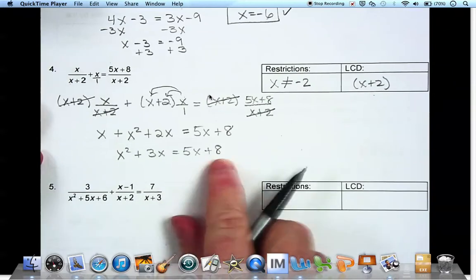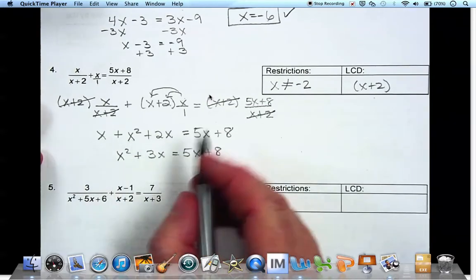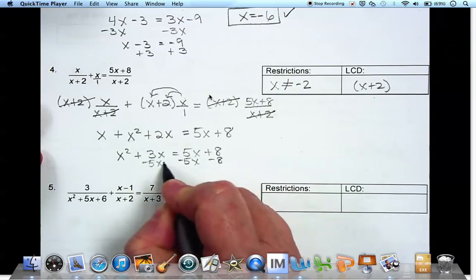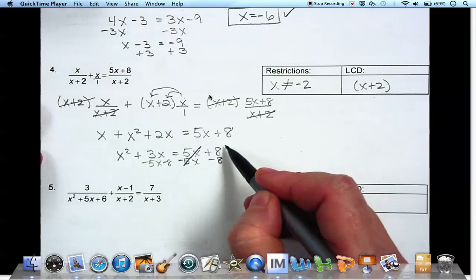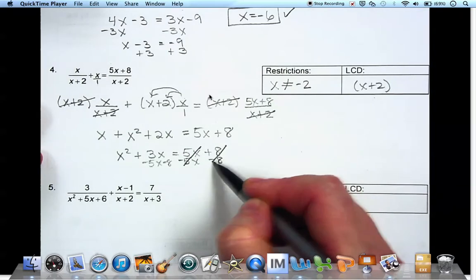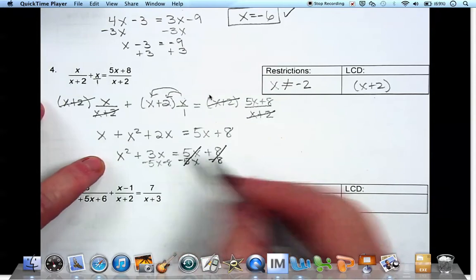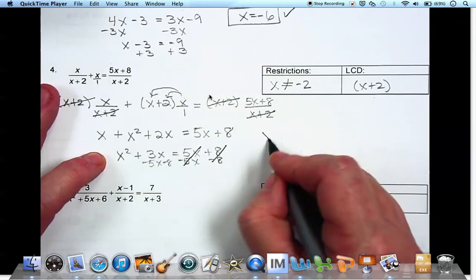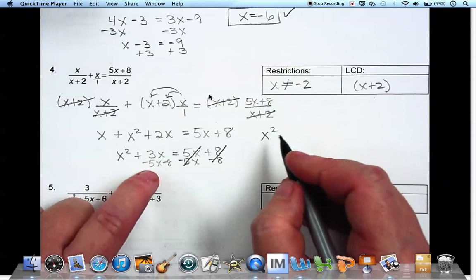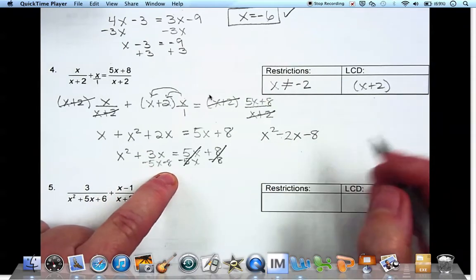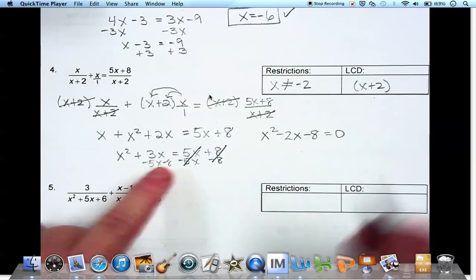Then we're going to move these two over here to the left side. So we'll subtract 5x and subtract 8. And the 5x's cancel and the 8's cancel out. So we have 0 on the right, and on the left we're going to have x squared, 3x minus 5x is negative 2x, minus 8, and that equals 0.